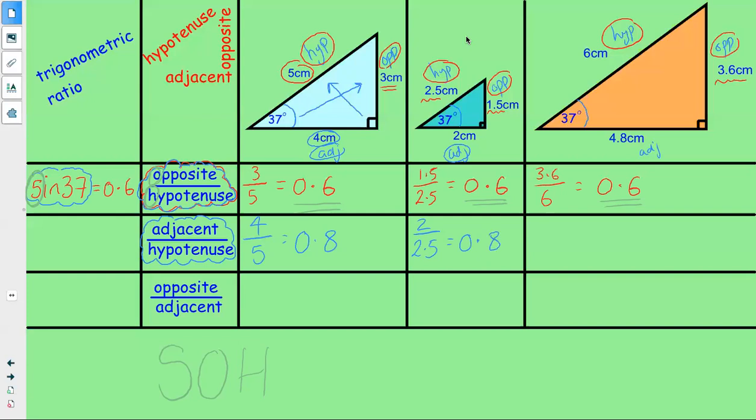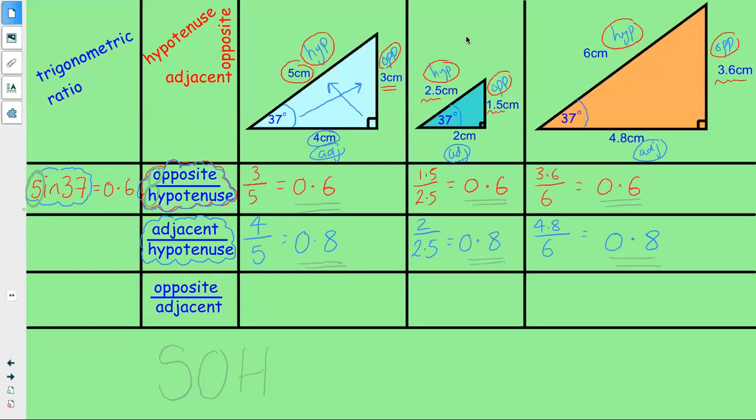And the next one, the adjacent is 4.8, and the hypotenuse is 6. Once again, if I do 4.8 divided by 6 on my calculator, I get an answer of 0.8. Okay, so once again, guys, you can see every single answer here is 0.8.